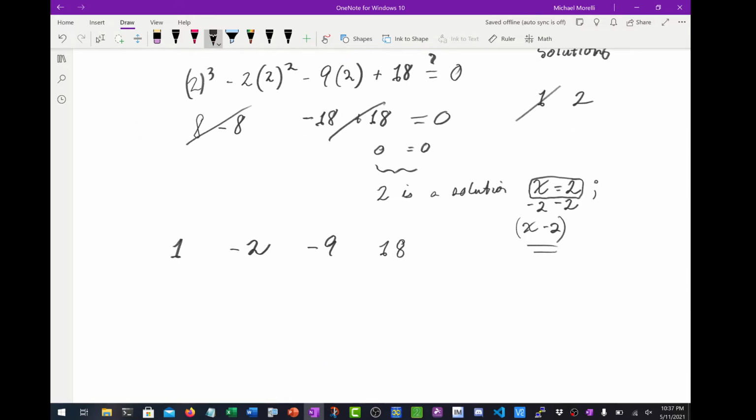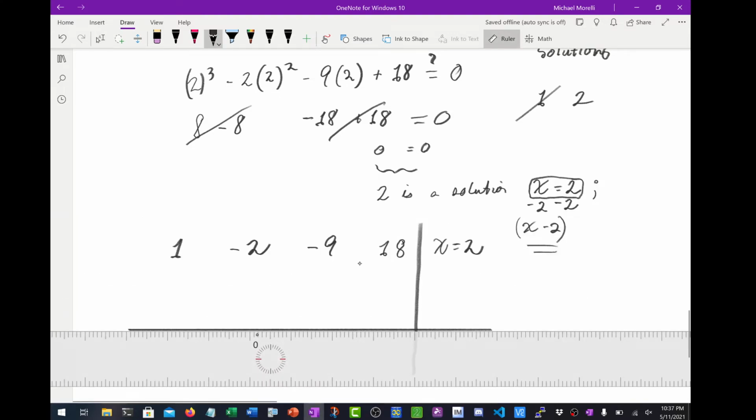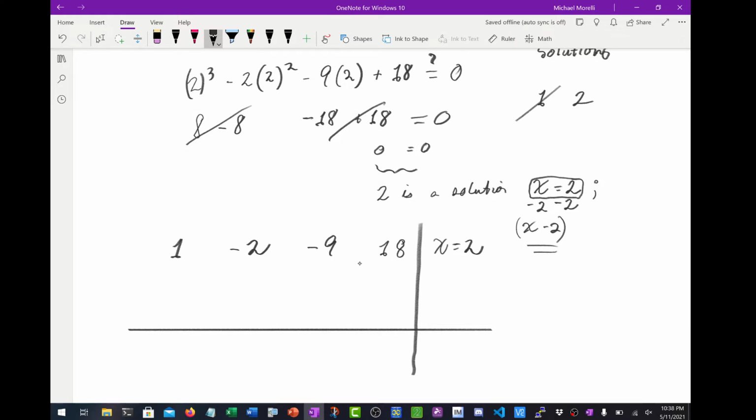Okay, and then I'm going to draw a line here. And I'm going to write out here x equals 2. And then I'm going to draw another line here. And I'm going to bring down my first number right here. And then I'm going to multiply 2 times whatever number is there, and place the product, which is 2, right here. So negative 2 plus 2, that's 0.